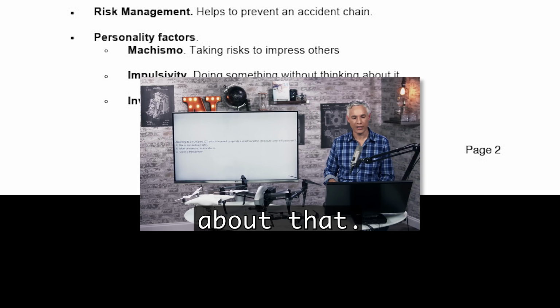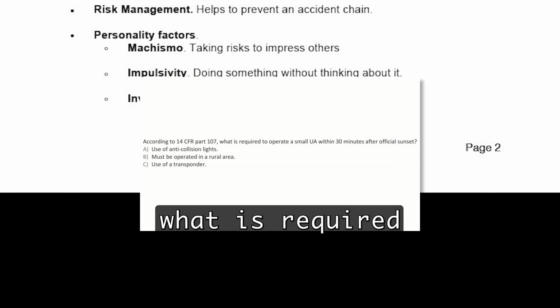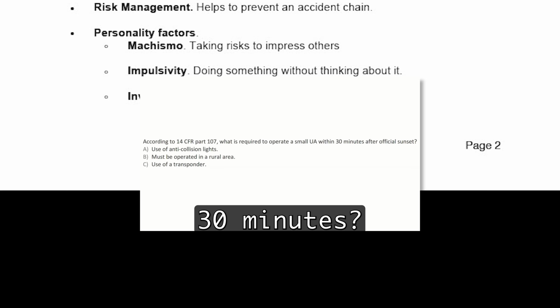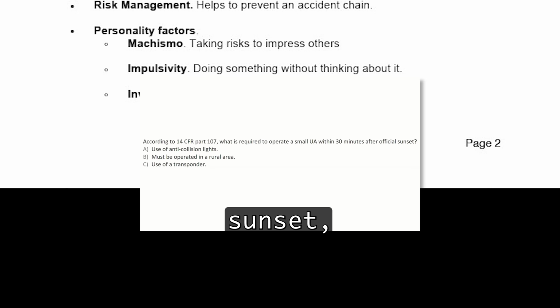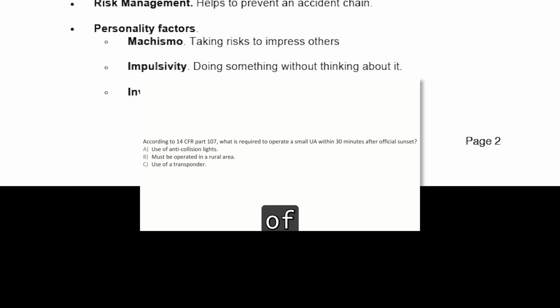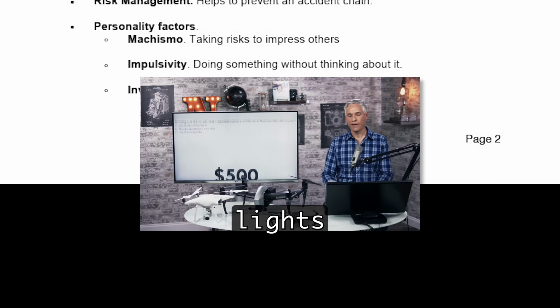Here's a question about that. According to laws, what is required to operate a small UA within 30 minutes after official sunset? A, the use of anti-collision lights.